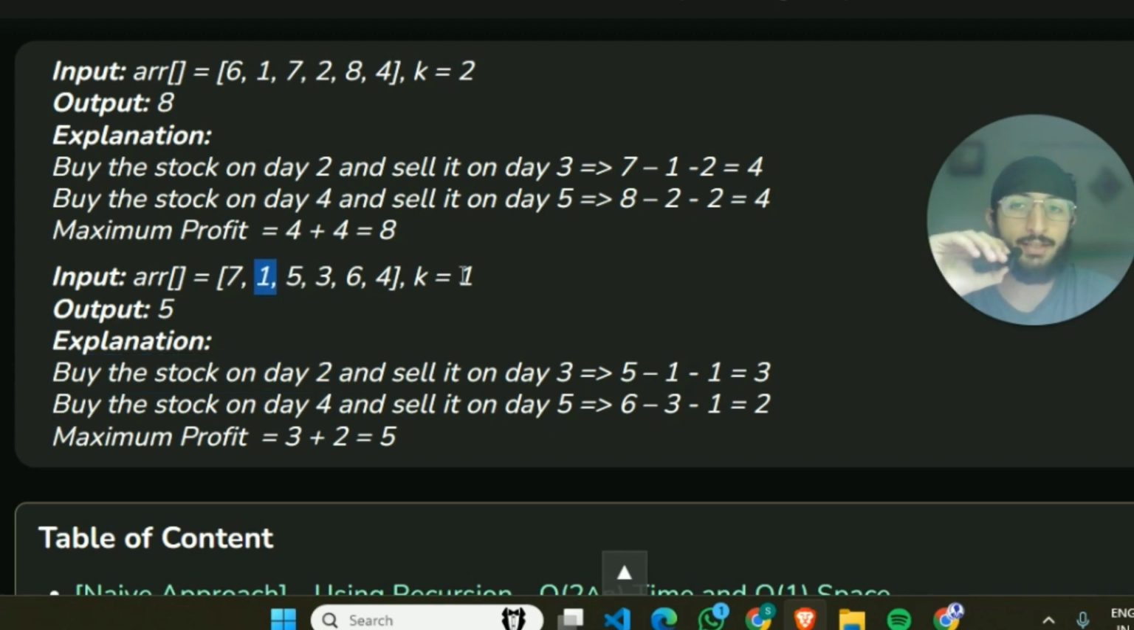Again, another example. So let us say buy the stock on day 2, that is at the cost price of 1, and sell it on day 3 at selling price 5. So we get the profit as 4, and we basically subtract 1, since that is the transaction or the platform fee, you can say. So 5 minus 1 minus 1 is equal to 3. Then we buy the stock on day 4, that is at cost price 3, and sell it on day 5 at selling price 6. So 6 minus 3 minus 1 is equal to 2. Maximum profit is 3 plus 2 is equal to 5.